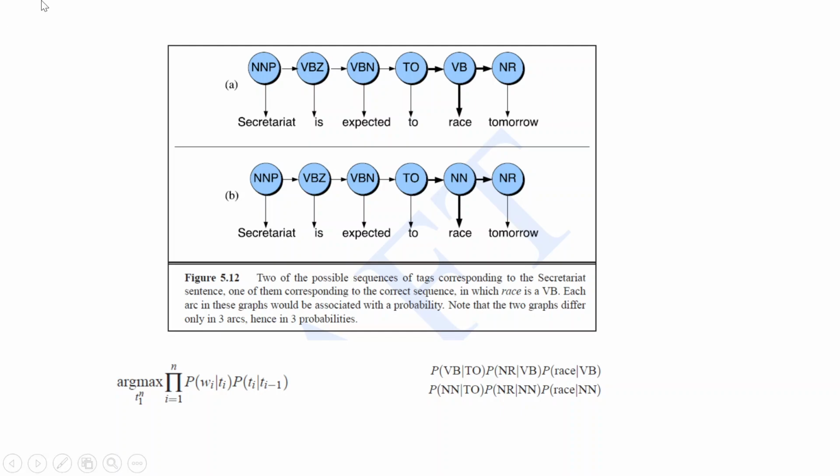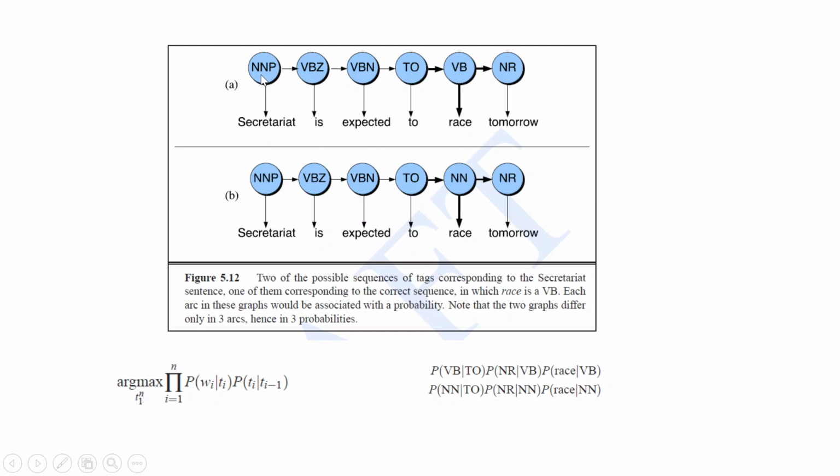Now, if you look at this figure, these are two possibilities. These are not the only possibilities. You can have lots of possibilities, but these are two of them. And we try to find out the probability for each of them and see which one is greater. That is what we are going to do. So here, Secretariat is expected to raise tomorrow. That is our sequence of words.